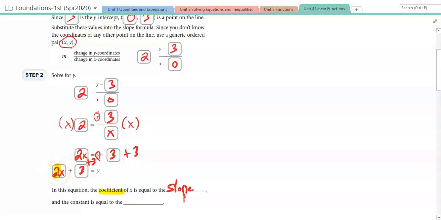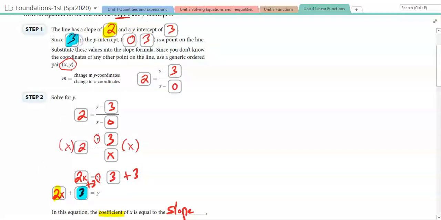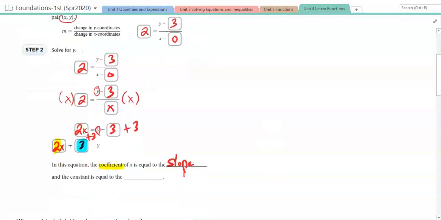So that hasn't changed. When we look at the 3, look what happened here. The 3 here is the same as the 3 that was here. That's the y-intercept. And so the constant is equal to the y-intercept. Okay? So what is slope-intercept form?